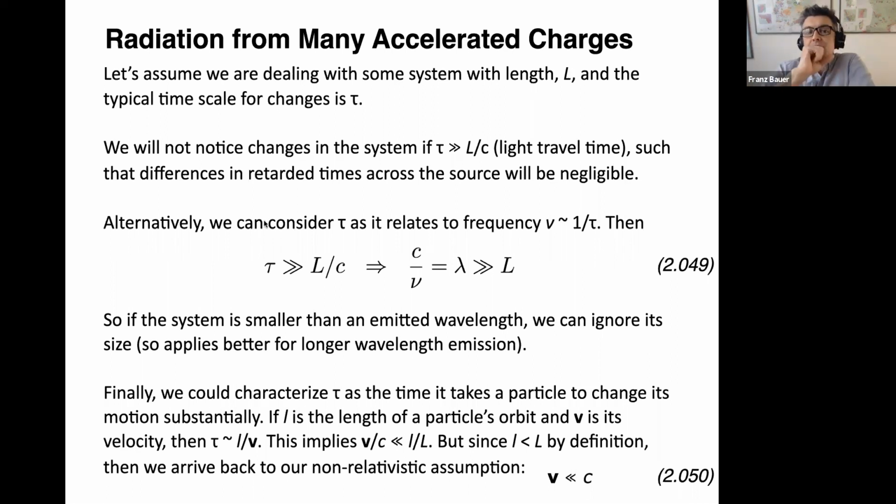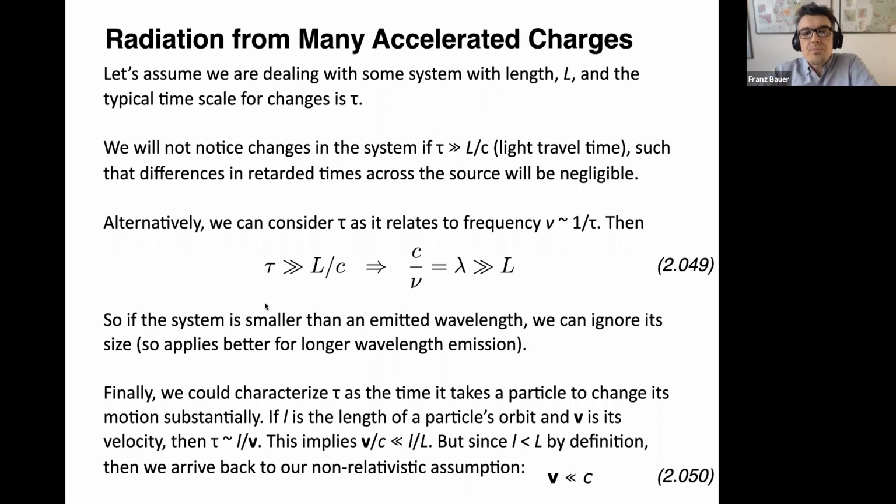Another way of thinking about this is to convert this time into a frequency. This frequency would be 1 over tau. So this requirement is equivalent to a requirement where C divided by this frequency, or this wavelength, is much greater than this size scale.